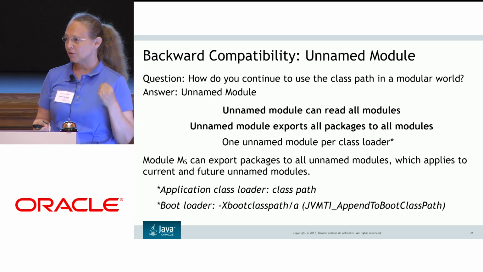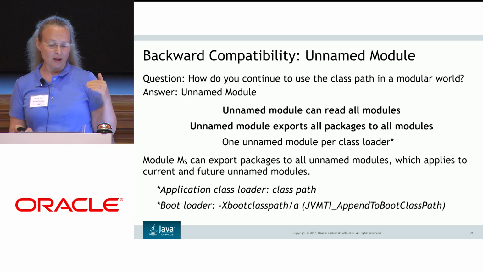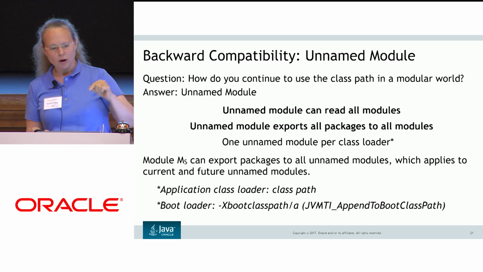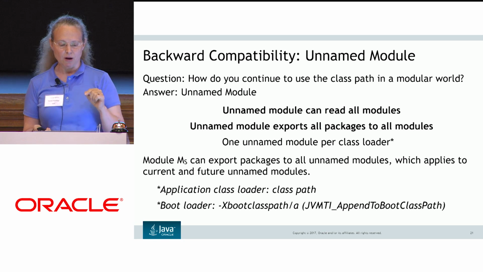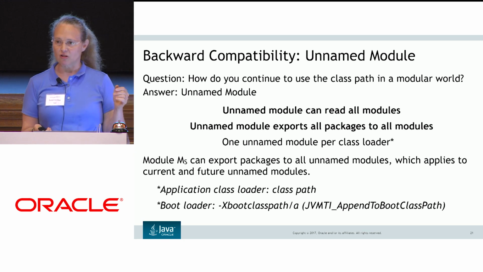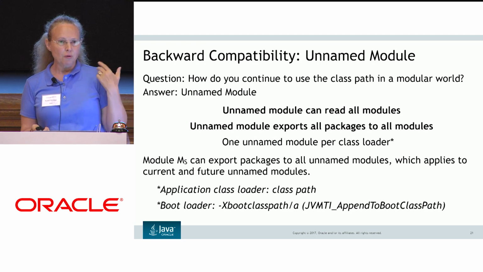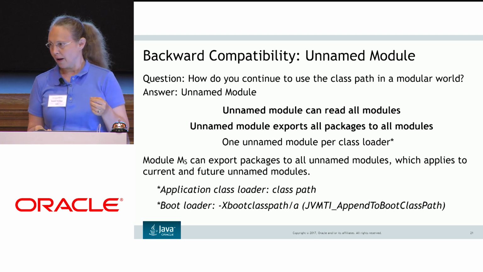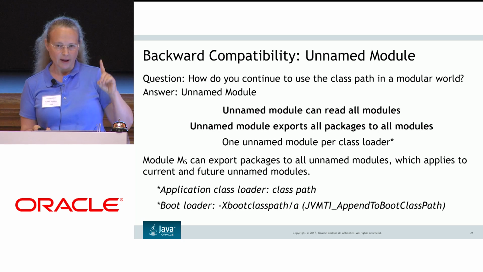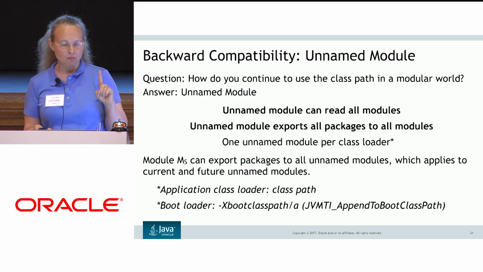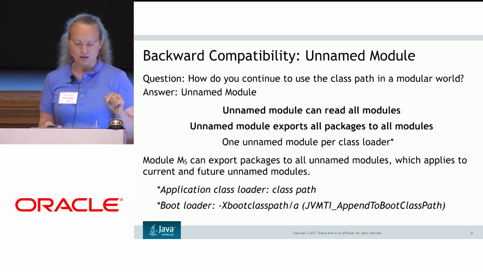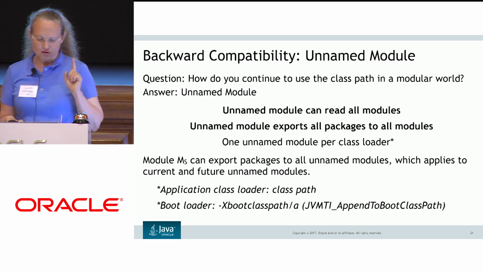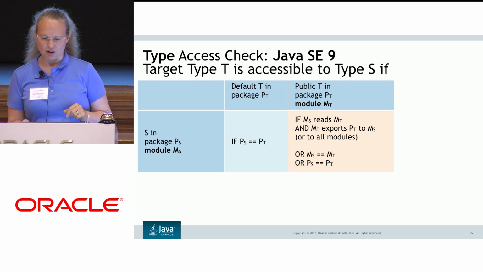If you happen to be a person who cares about multiple class loaders, there is actually one for each class loader. So the application class loader's unnamed module is, we find the classes on the class path. The boot loader, we find it on the boot class path, which only has one flag option left, -Xbootclasspath/a. We are looking there last, no prepend. And JVMTI has an appended boot class path, okay? So let's see what this did to our access checking, okay?